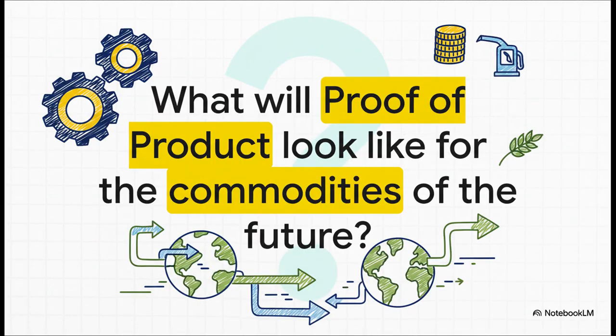And all of that leaves us with a really fascinating question to think about. This whole structure of paper documents and physical inspections was perfected for trading barrels of oil. But what happens as we move into a world of new commodities, like carbon credits or massive data sets, or even complex biological materials? What does proof of product even look like then? How does this multi-trillion-dollar system adapt when the product isn't something you can just pump into a tanker? That's the next big challenge.